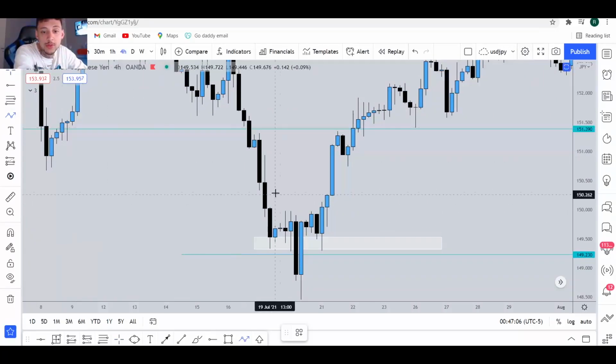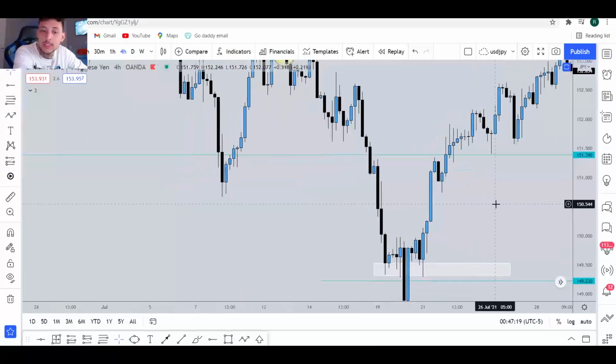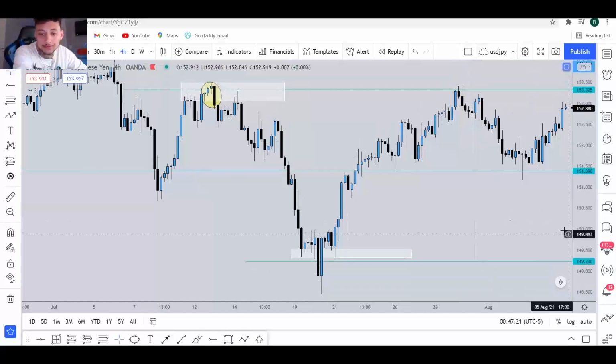Now, one thing you can also pay attention to is this right here. This is a medium probability bullish engulfing candlestick. Look what happened right after this medium probability candlestick. Price went down and went down a lot, but came right back up after. But that is a medium probability candlestick.